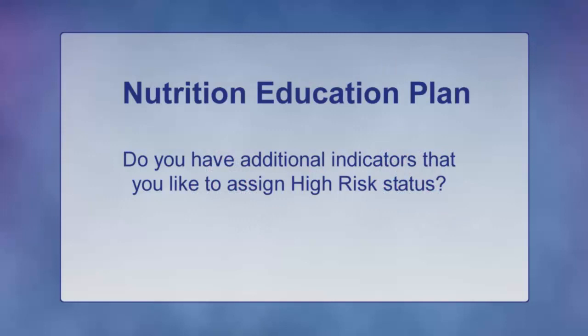For our last touches on our quilt, let's look at the frame or the binding of the quilt, our high-risk plan. Is this the same as the state's high-risk plan found in Chapter 100 of your Policy and Procedure Manual? Or do you have additional indicators that you like to assign high-risk status? Your clinic can be stricter than the state.